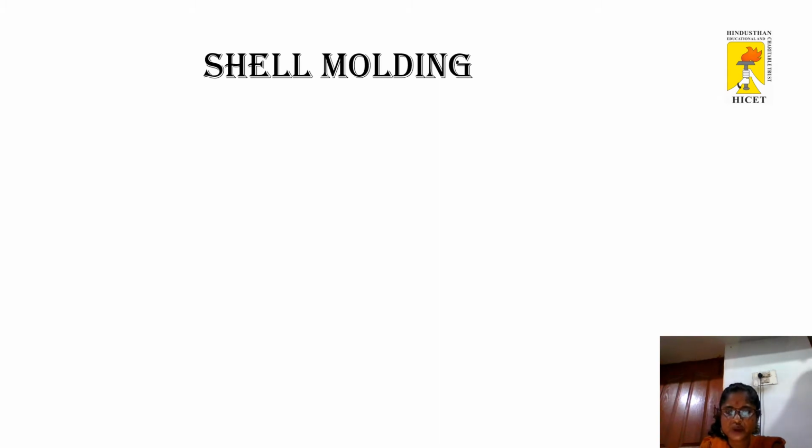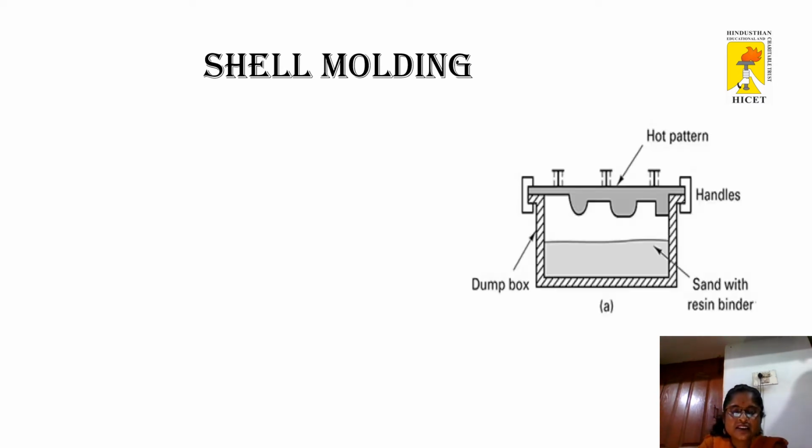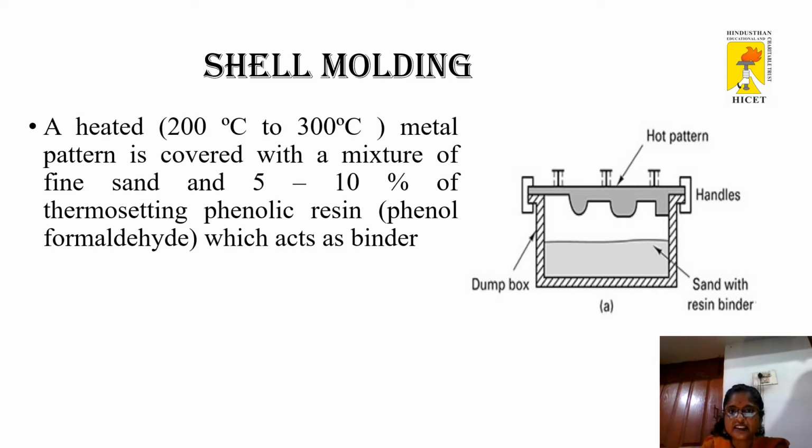The sand used is finer than sand casting sand, and it is mixed with resin, so it can be heated by the pattern and hardened into a shell around the pattern. Because of the resin and the finer sand, it gives a much finer surface finish. Shell molding is also known as shell mold casting, an expendable mold casting process that uses resin-covered sand to form the mold.